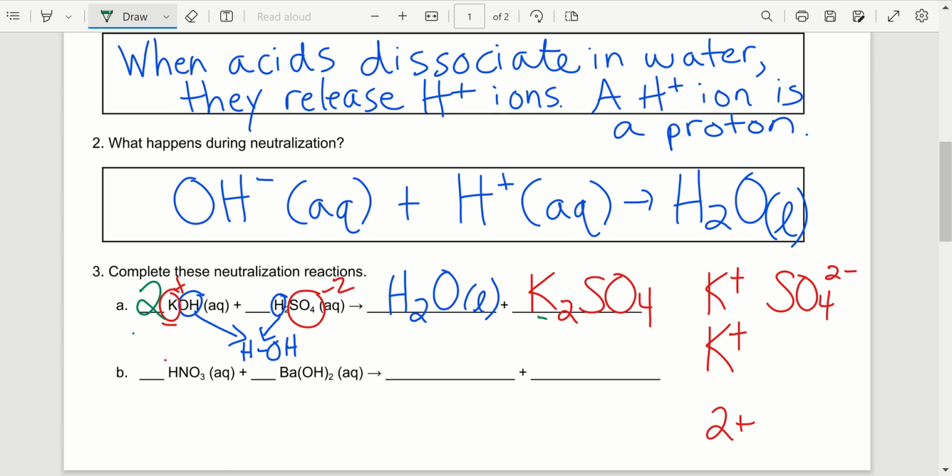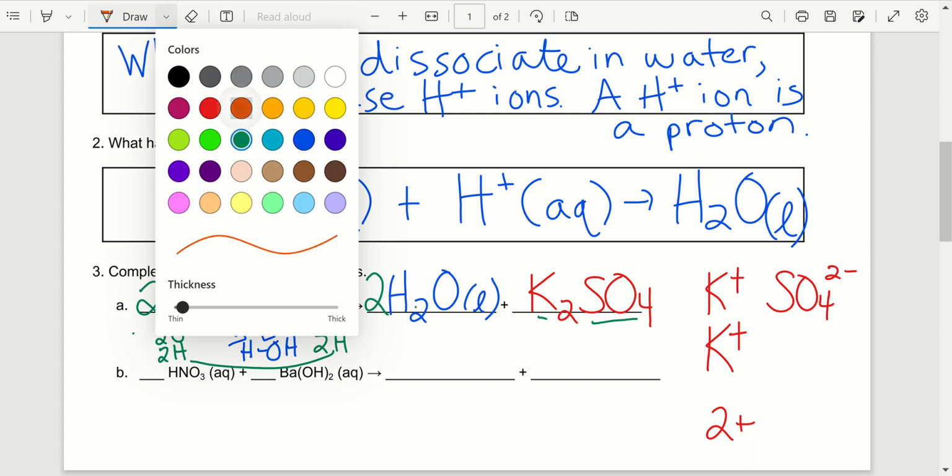Let's see how many oxygens. I have 2 oxygens and 2 hydrogens. Over here, now I have SO4, I have 1 SO4 right here and 1 SO4 right here. So SO4 is good. Let's see if I can fix the rest. I have 2 hydrogens here. So that gives me a total of 4 hydrogens and 2 oxygens. Well, if I do this, that gives me 4 hydrogens and 2 oxygens, and I'm balanced.